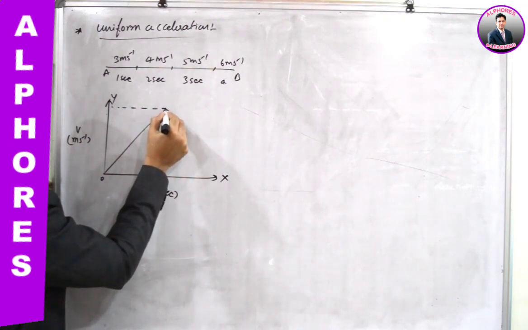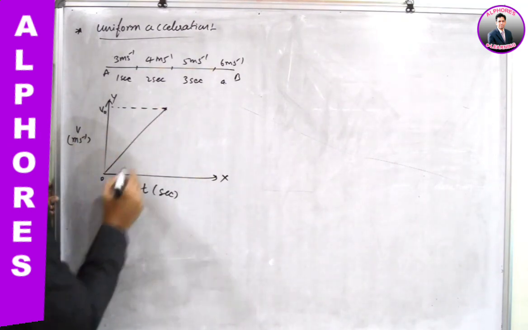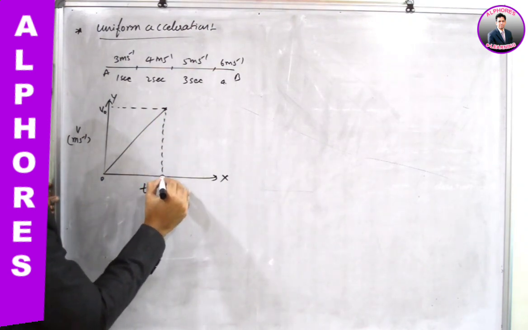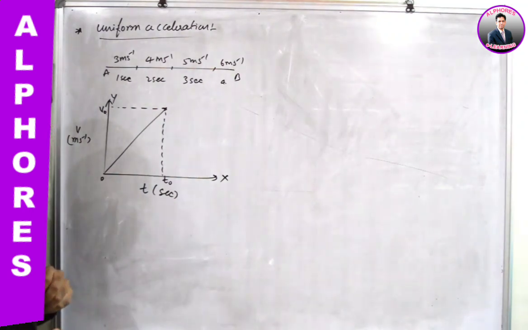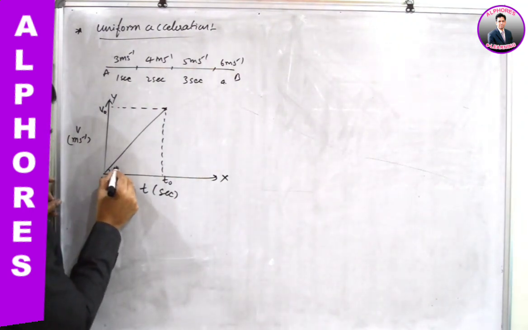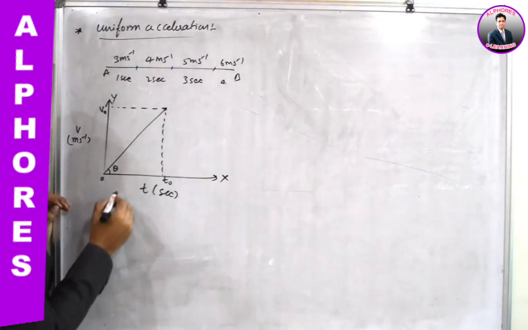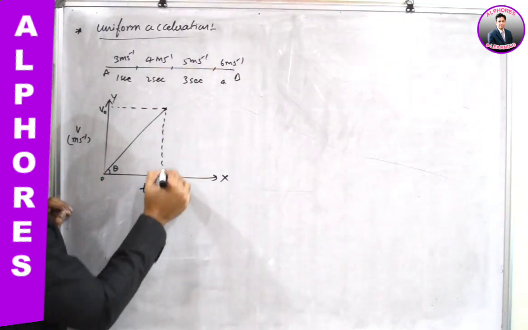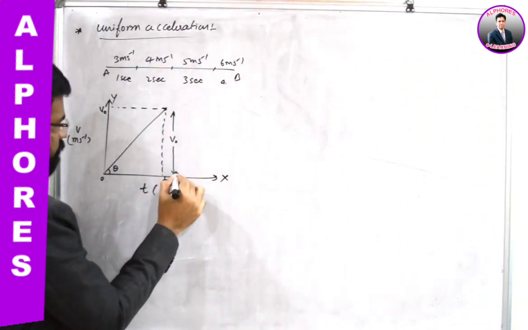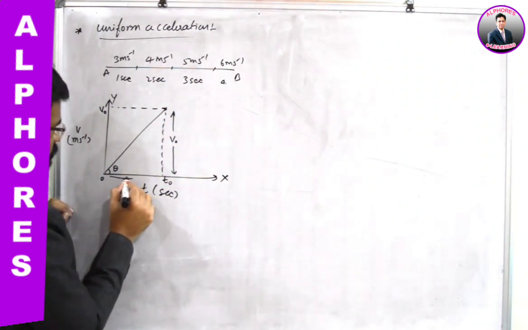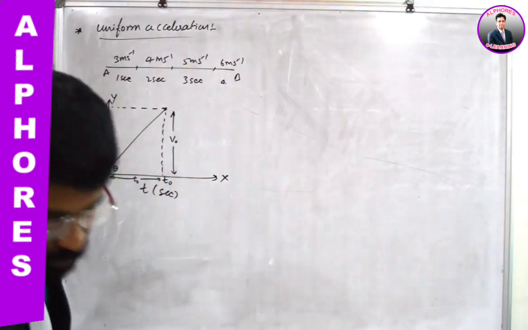Corresponding to this last coordinate, I'll take the value as v naught. I'll take the value corresponding to this x coordinate as t naught. So let us say this graph is making an angle theta with the x axis. So from here to here, what is the length? t naught. From here to here, what is the length? It's v naught. This is v naught, and this is t naught.